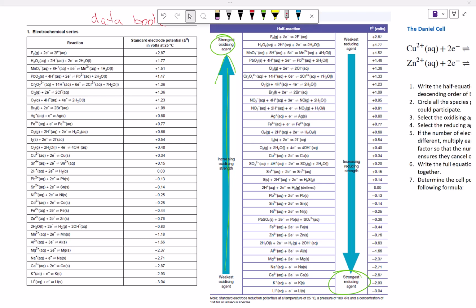So just to reinforce again, the strongest oxidizing agent is up the top, the strongest reducing agent is down the bottom, relative to what you're looking at, and that is important a little bit later, and we'll see why that's important.